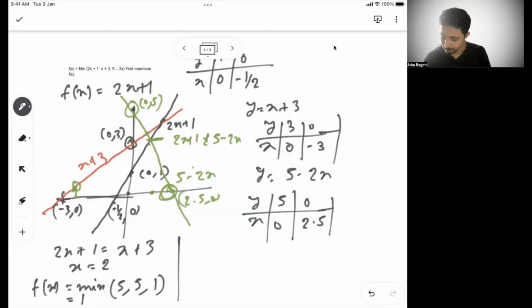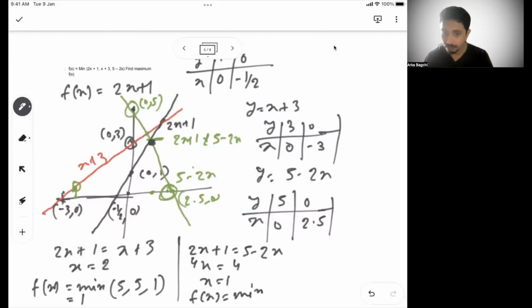Now let's equate 2x plus 1 with 5 minus 2x. So this point basically. So 2x plus 1 is equal to 5 minus 2x. So 4x is equal to 4 or x is equal to 1. Then f(x) will be the minimum of what all? If x is equal to 1, this is 3, this is 4, and this is 3. So the minimum, so here f(x) will be 3, right?